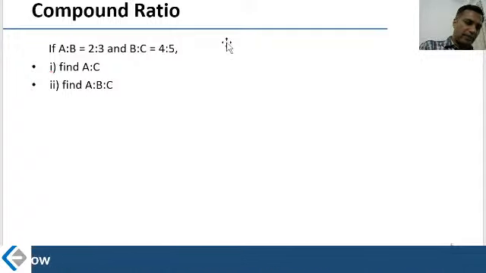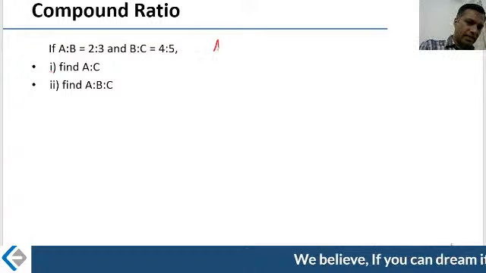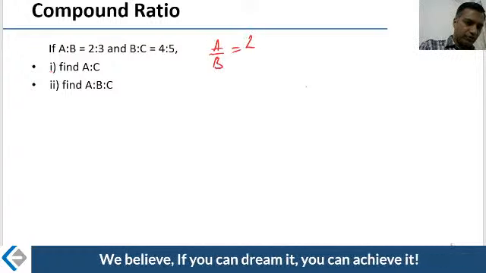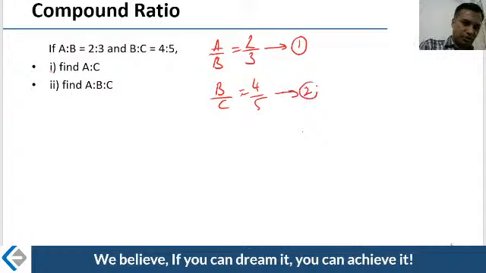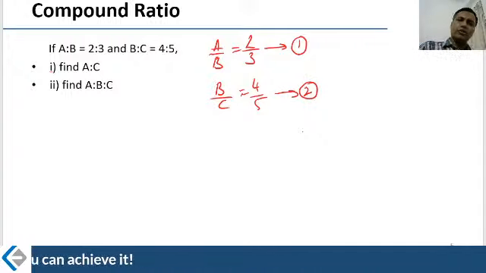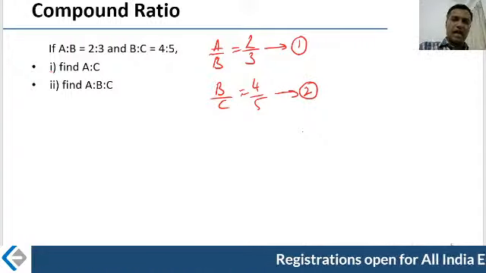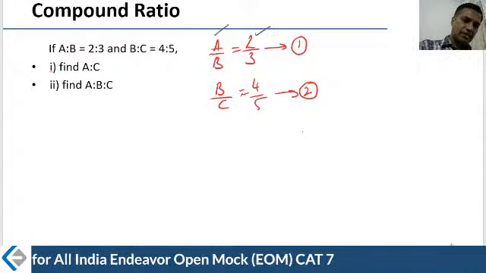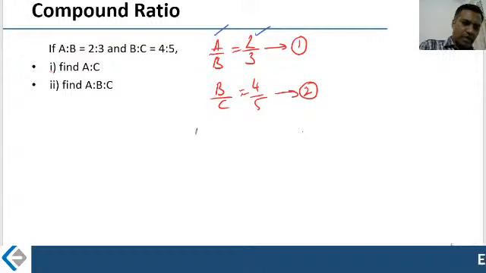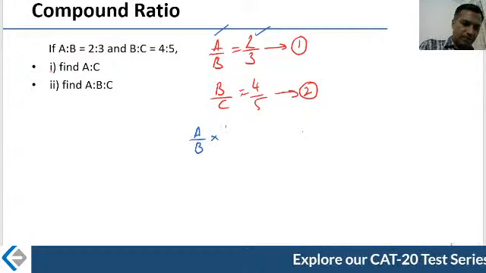Now this is how you get it. It's given that a by b is 2 by 3. Let's call this equation 1. It's also given to me that b by c is equal to 4 by 5. Now this is equation 2. What do I do? Multiply both the sides. Whenever you have two equations, you have a choice. Either you can multiply, add, subtract, or divide. Rather, let's multiply this time. Let's multiply the left hand sides, and also the right hand sides. So what do you get? You get a by b into b by c.